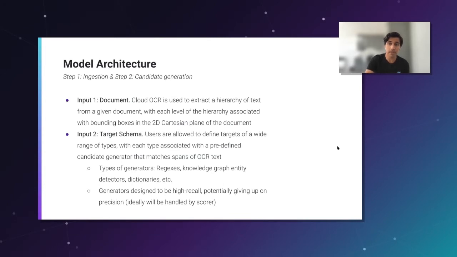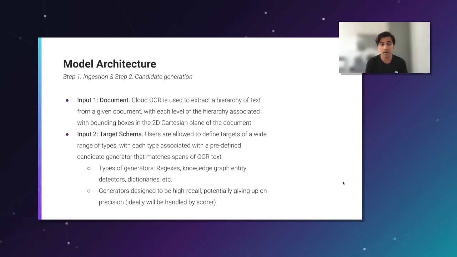So the first step of the process is ingestion and candidate generation. There are two inputs to the system. There's a document, obviously, and the document is processed with Cloud OCR to extract a hierarchy of text from the document. Each level of the hierarchy is associated with bounding boxes in the 2D Cartesian plane of the document. So it's basically just a bunch of boxes, and there are different levels of boxes, starting from individual characters to overall words and bigger parts of the document.